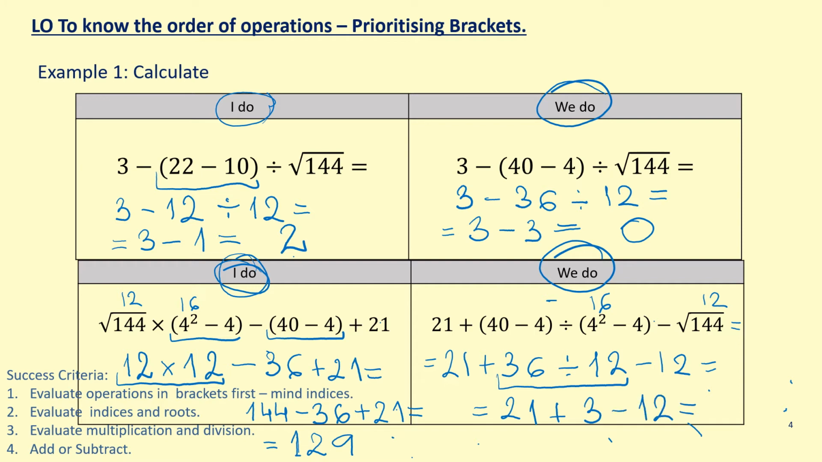So the answer is, now I've got only addition and subtraction, so I can work from left to right. So 21 plus 3 is 24, take away 12, the final answer is 12. If that's what you've got, well done. If not, find your mistakes and correct them.